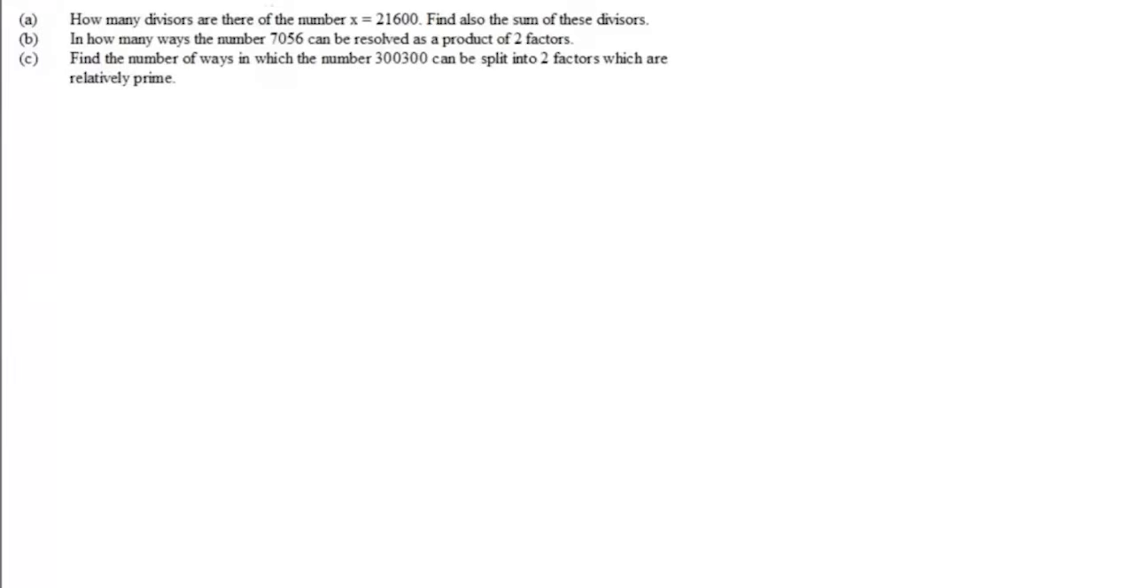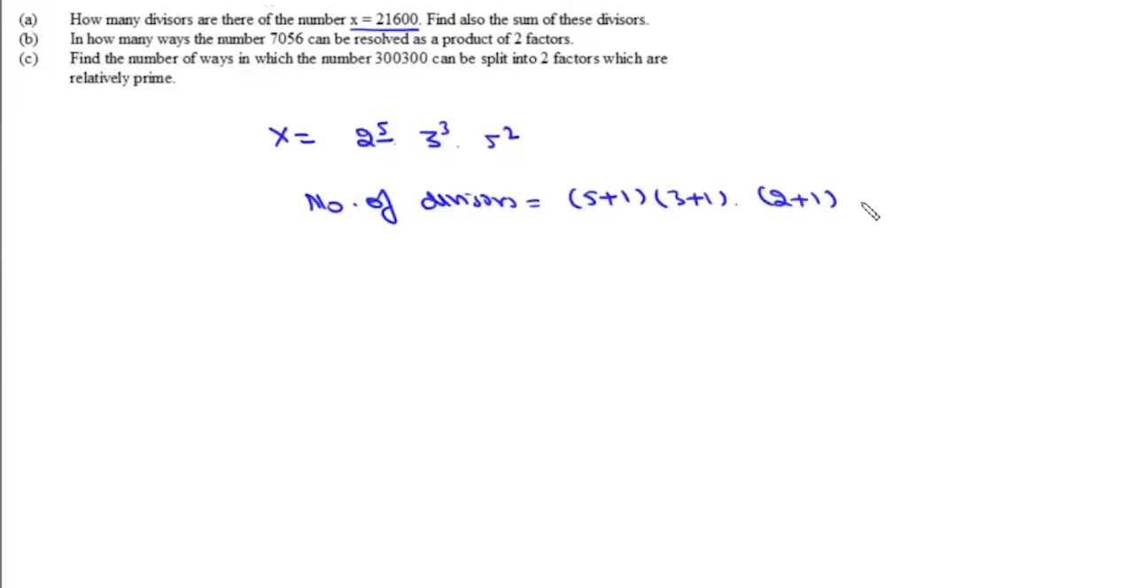Now the question is, how many divisors are there of the number x equals 21600? Now we can write this x as 2 to the power 5, 3 to the power 3 into 5 square. Then the number of divisors is given by a plus 1, so it will be 5 plus 1 into b plus 1, 3 plus 1 into c plus 1, which is 2 plus 1. So it will be 6 into 4 into 3, and there will be 72. So there will be 72 divisors of this number.